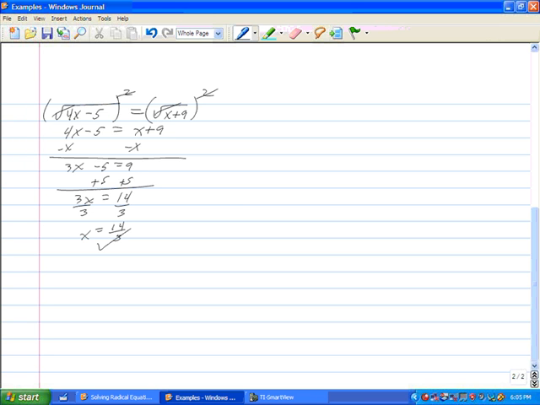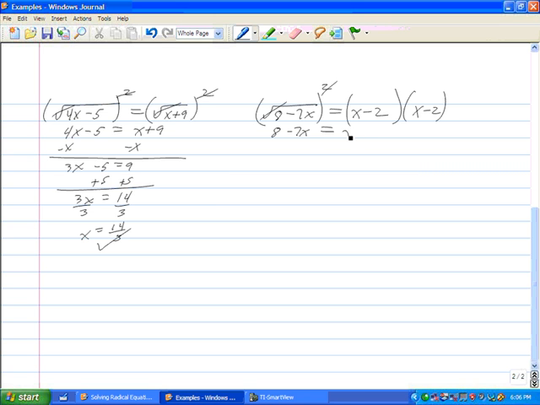Let's work one more. Let's take the square root of 8 minus 7x and set it equal to x minus 2. Again, there are no like terms to combine. The square root is isolated, so I will square both sides. Here's another binomial. That's one of those I have to write down twice. Square root cancels the square, and the 8 minus 7x comes out.